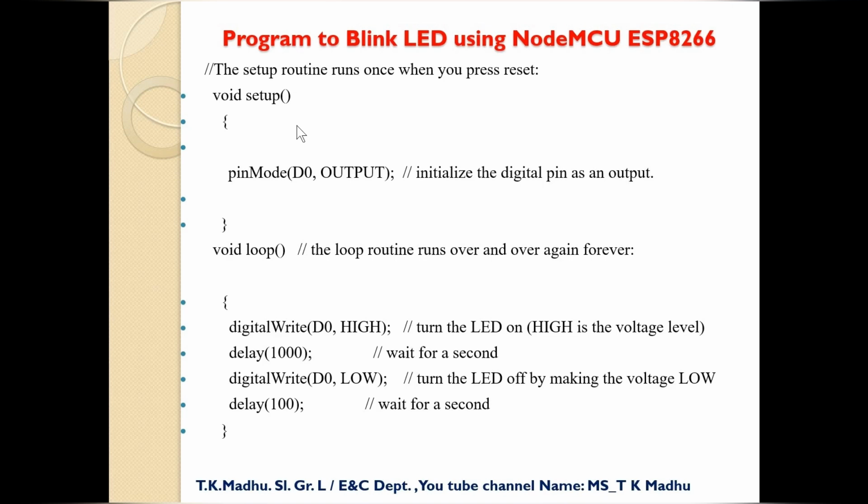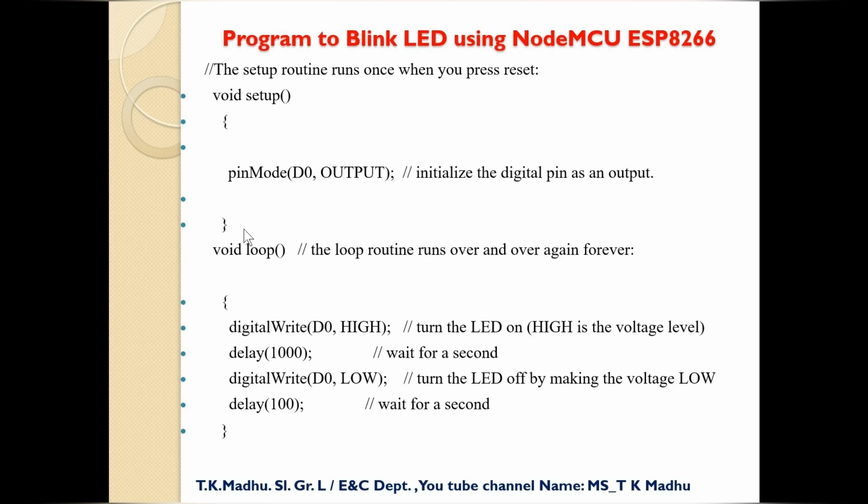So as usual we are writing in Arduino. So the first step, void setup, and the parenthesis will start. Now here we are writing the instruction pinMode. So this will decide whether you are using D0 as an input port or output port. So here we have written D0 comma OUTPUT. So we are initializing digital pin D0 as an output port.